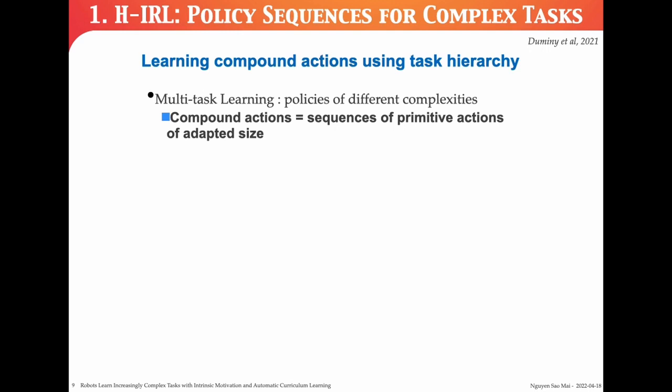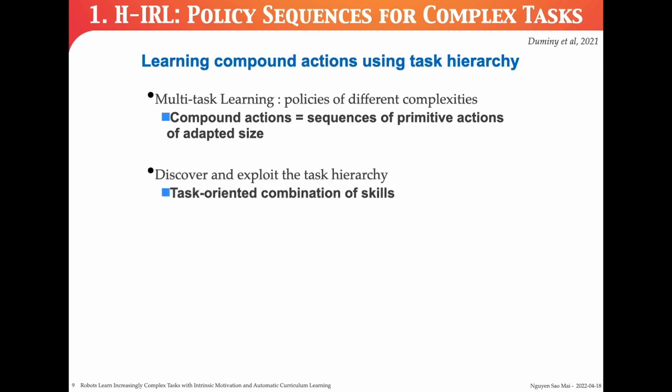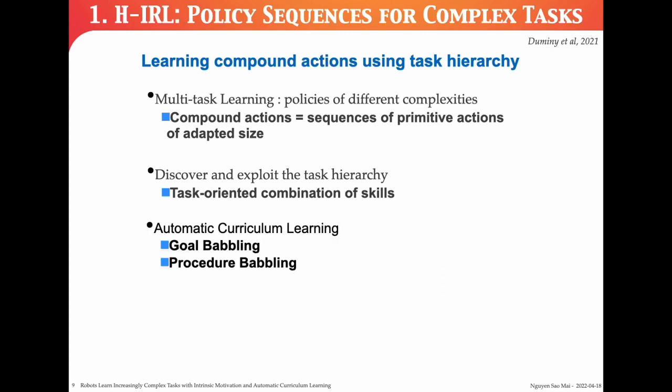The idea of the algorithm SGIM-PB is that we can learn compound actions using task hierarchy. So to deal with multitask learning, we consider that the policies can be of different complexities. Therefore, we define compound actions as sequences of primitive actions of adapted size. To discover and exploit the task hierarchy, we use task-oriented combination of skills. And to explore, we use both goal babbling, procedure babbling, but also active imitation of several teachers, meaning that the robot can actively request for demonstrations.